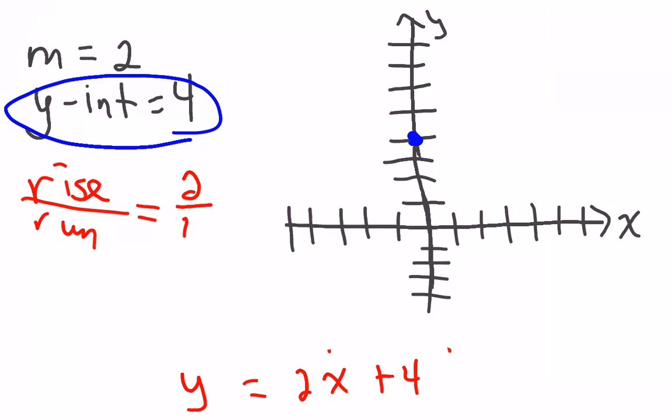So from here, we're going to go up 2 spaces and over 1. So that would be about right here. So notice 2 spaces, 1 space. And last but not least, we just play connect the dots. And there is the graph to that linear equation.